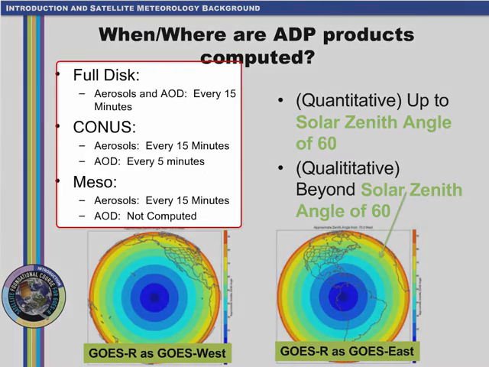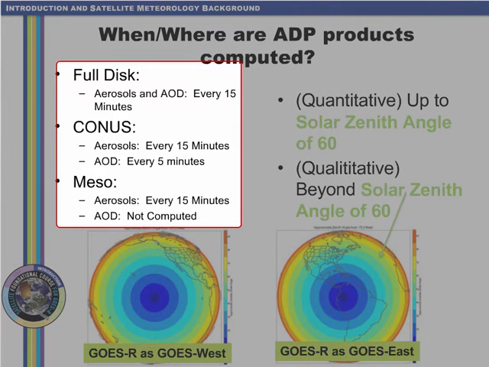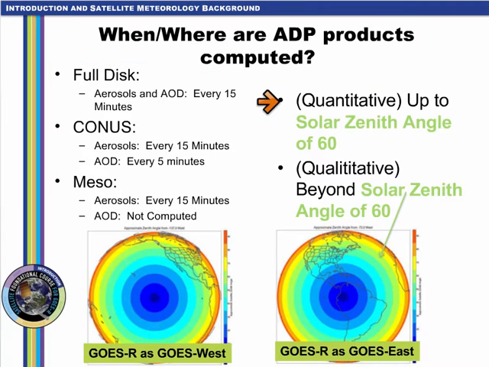When and where are these products produced? This slide shows that information for the 3 flex mode domains. Quantitative estimates are limited to solar zenith angles less than 60 degrees, the greenish band in the images of the GOES footprints. A forecaster should be more cautious in using products at high zenith angle.